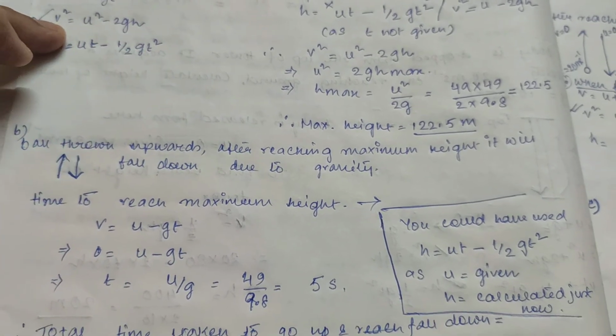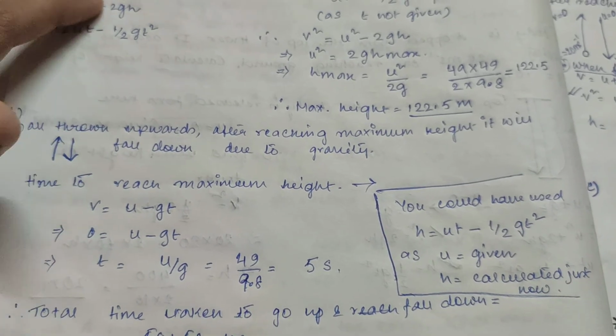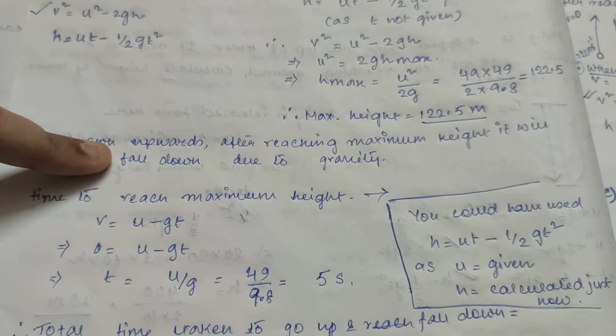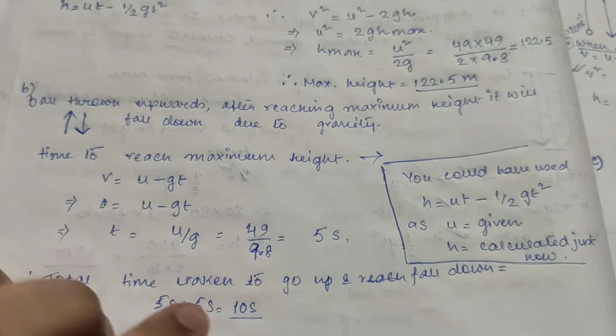Right? So the total time will be, if it takes 5 seconds to reach the maximum height, 5 seconds again to fall down through the same height. So 10.